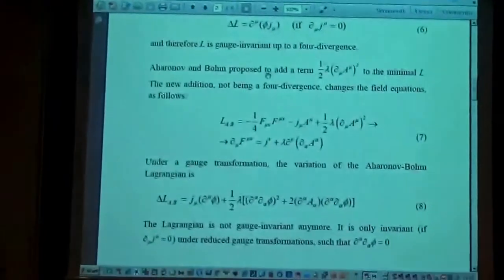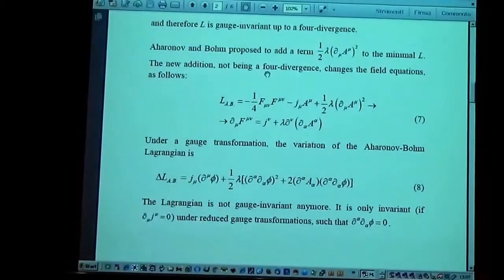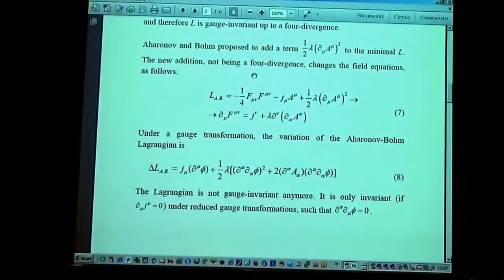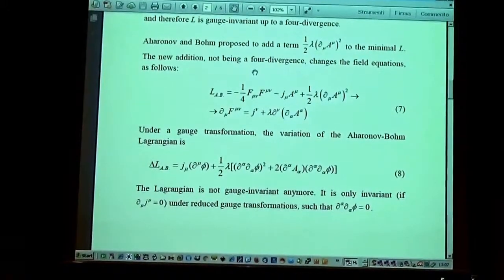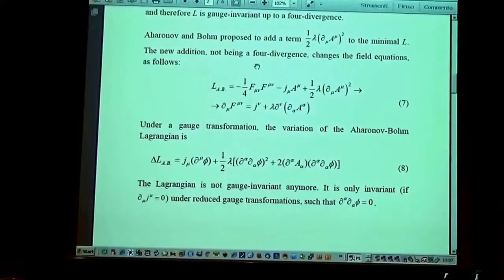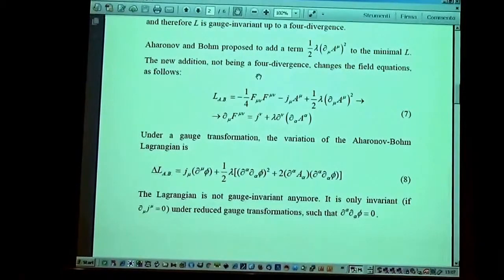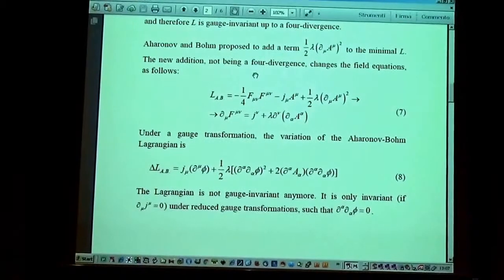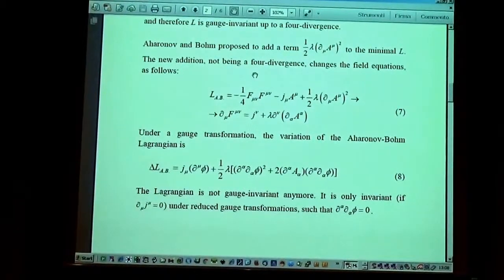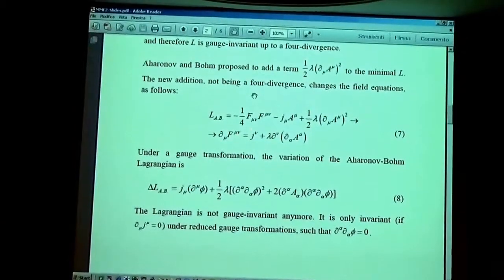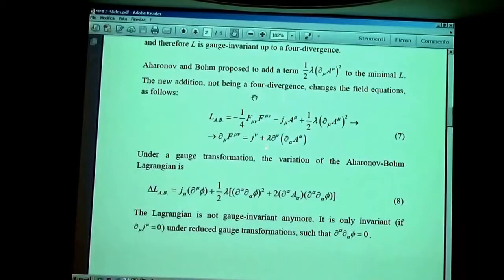So the additional term proposed by Aharonov and Bohm is this one. Now, if we take the minimal Lagrangian plus this term, we find new field equations. This additional term is not a four divergence, of course, otherwise everything will be trivial. And the new equations have an additional term compared to the Maxwell equations. So this first part is just like the Maxwell equation, and then there is this additional term.